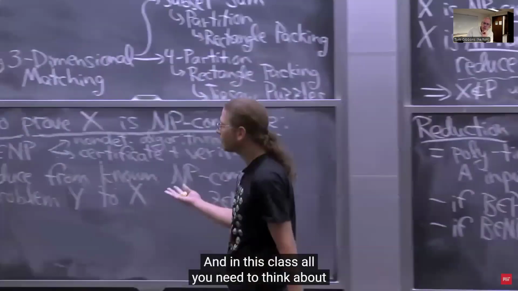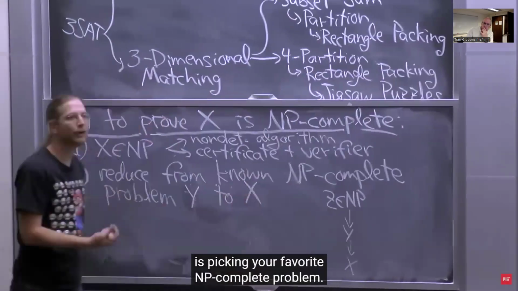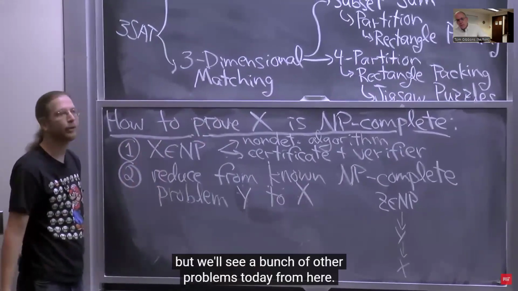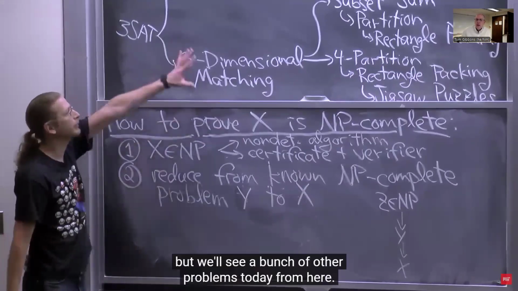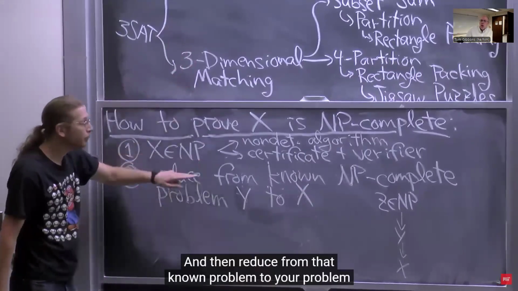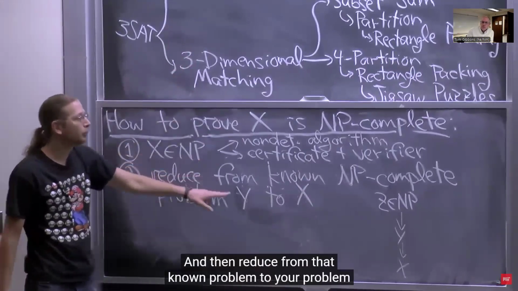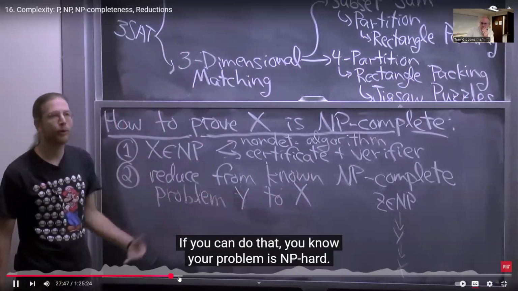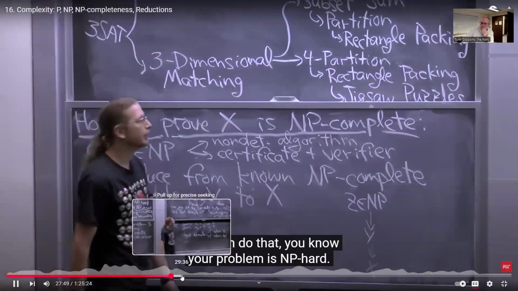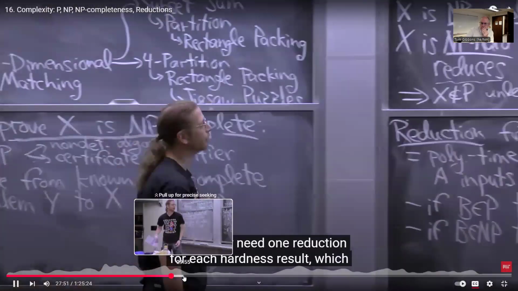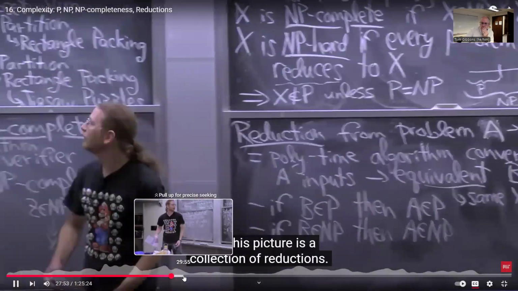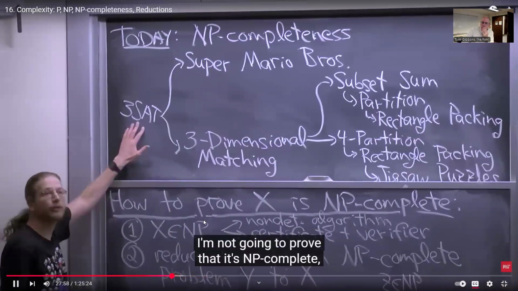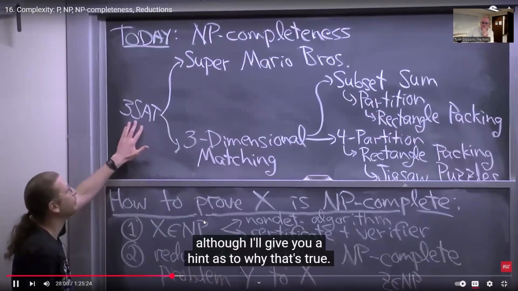And in this class, all you need to think about is picking your favorite NP-complete problem. 3SAT is a good choice for almost anything, but we'll see a bunch of other problems today from here, and then reduce from that known problem to your problem that you're trying to prove is NP-hard. You can do that, and you know your problem is in NP. Okay, so we only need one reduction for each hardness result, which is nice. And this picture is a collection of reductions. We're going to start from 3SAT. I'm not going to prove it is NP-complete, but I'll give you a hint why that's true.